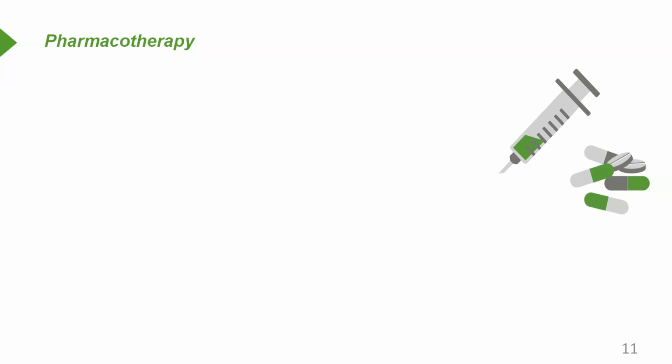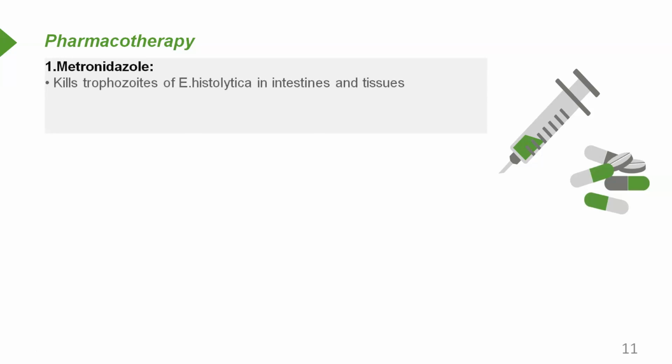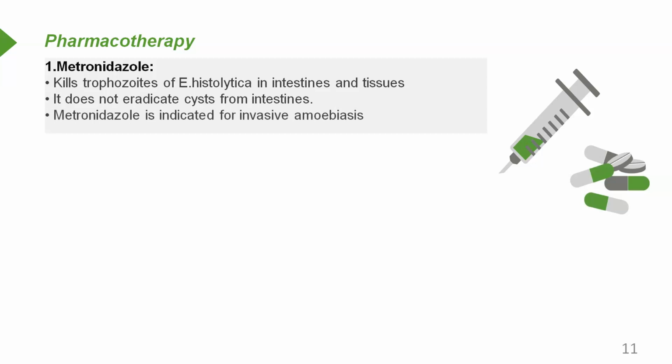Now let us understand in detail about the following anti-amoebic drugs generally prescribed and dispensed on prescription for amoebiasis. Metronidazole. Metronidazole kills trophozoites of Entamoeba histolytica in the intestines and tissues, but it does not eradicate cysts from the intestine. So metronidazole is indicated for the invasive type of amoebiasis.